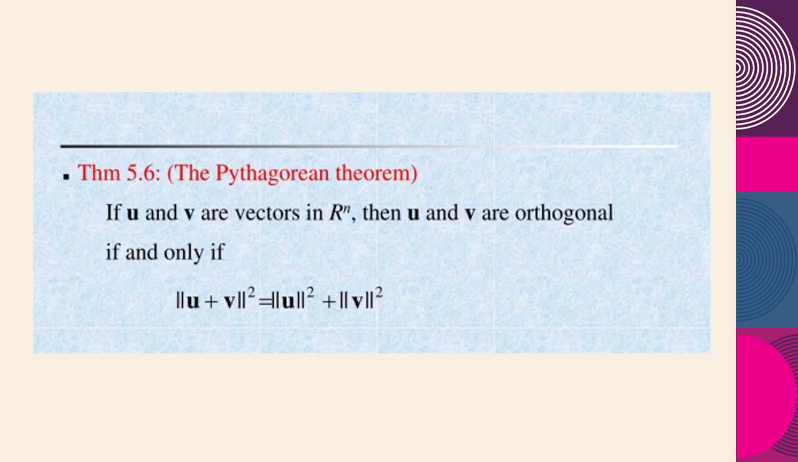This is the same Pythagorean theorem you already learned before, but written using vector length. It says that u and v are orthogonal, meaning they meet at a right angle, if and only if the length of u plus v squared equals the length of u squared plus the length of v squared. This is exactly the familiar rule a squared plus b squared equals c squared, just written using vectors instead of triangle sides.